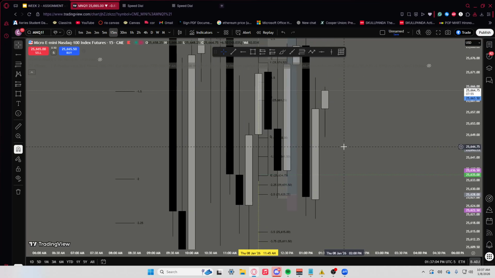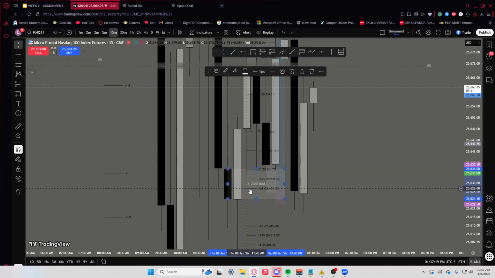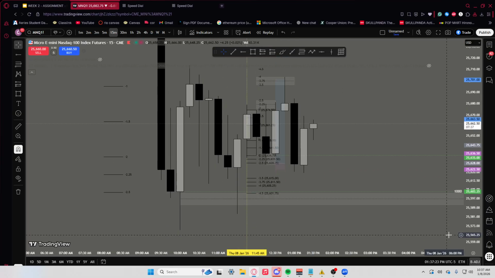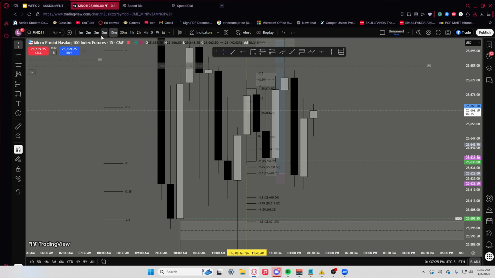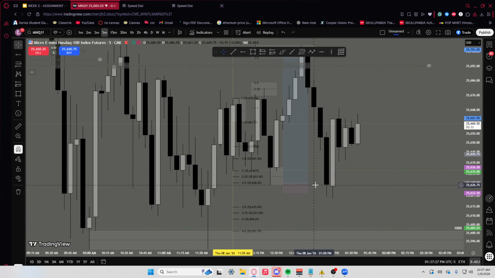Is there anything on 15 minute? On the 15 minute, we have this CISD right here. We have the CISD right here as well. So this candle rejected off the -2.5, the CISD. And that's literally basically all you need. You don't need any more confirmation than that.